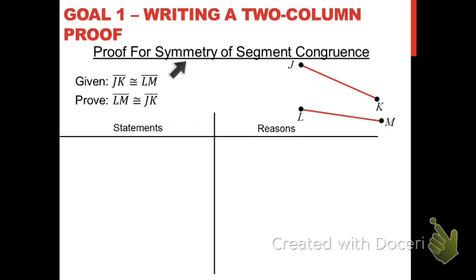We're going to write a proof for the symmetry of segment congruence. And whenever you write a proof, there are several things that are always included. One of the things generally is you have a picture. And that picture is supposed to just give you a general idea of how you can apply properties or postulates or other theorems as a part of your proof.